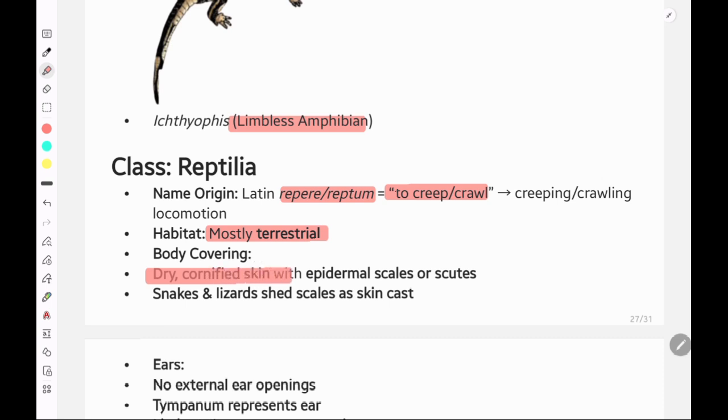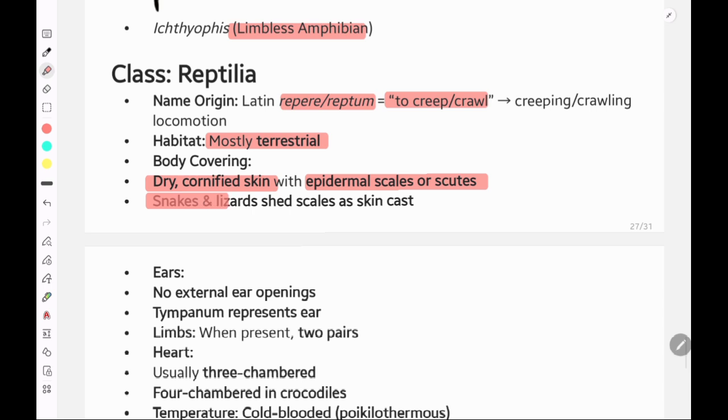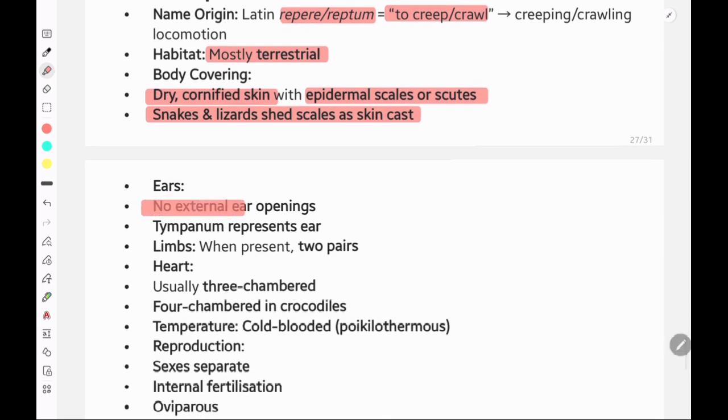They have dry cornified skin, meaning they have small cones, as you can see in crocodiles and chameleons and similar species. They have epidermal scales like in snakes and lizards, or they shed their skins. They do not have an external layer as in frogs. They have a tapetum. Limbs are present in two pairs.